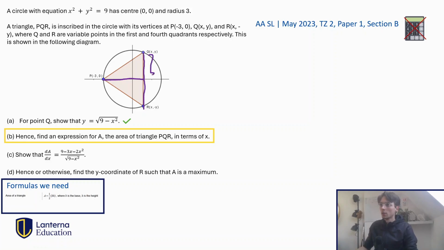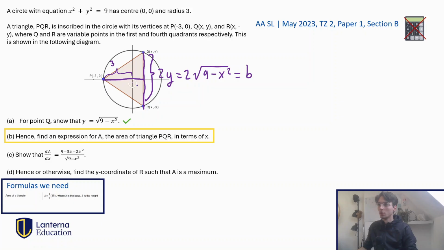So what's this base? Well, this base right here, clearly, goes from positive y to negative y. So how long is it? Well, 2y. And what was y? Well, we just showed that in the previous exercise. That's nothing but the square root of 9 minus x squared. Okay, so that must be our base. Lovely. What's our height? Well, our height can be broken down into two components. One would be this right here on the negative side of the x-axis. That would be from 0 to -3. So this right here would be 3 long, right?